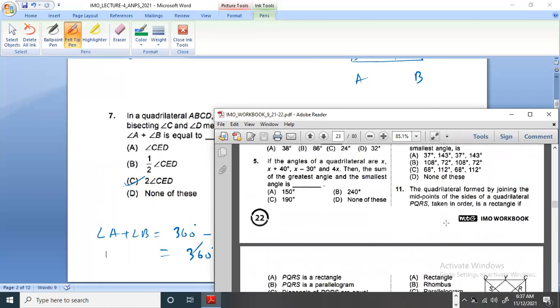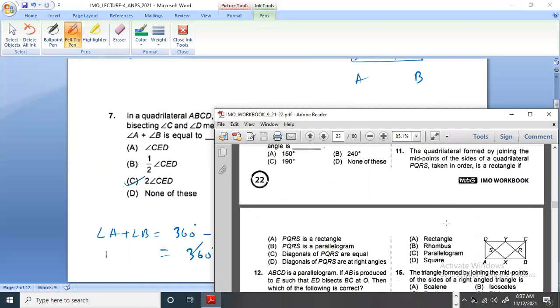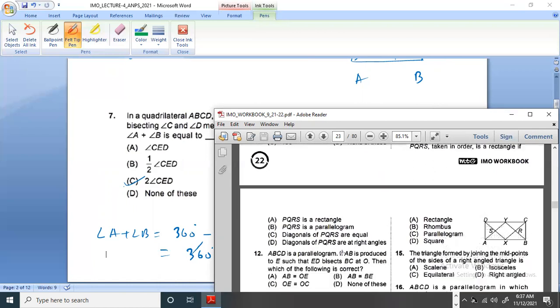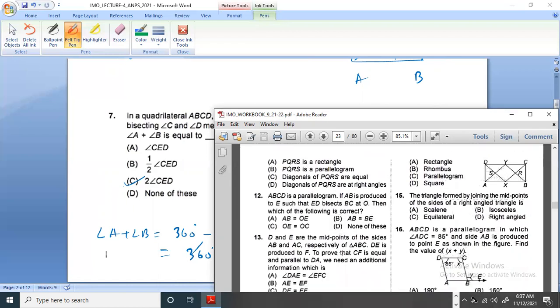Quadrilateral formed by joining the midpoints of the sides of the quadrilateral PQRS taken in order is a rectangle if. Okay, this is also a statement, a theorem statement. It will be right angles. Diagonals of PQRS at right angles. Actually a statement. You must remember. Okay. Next, question number 12.